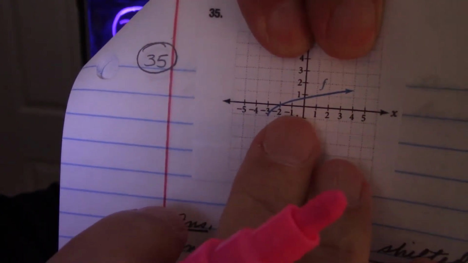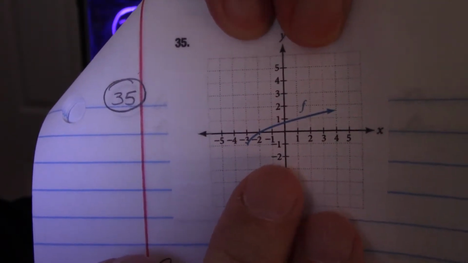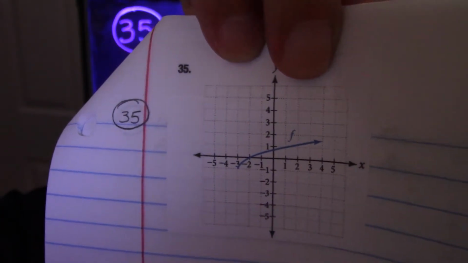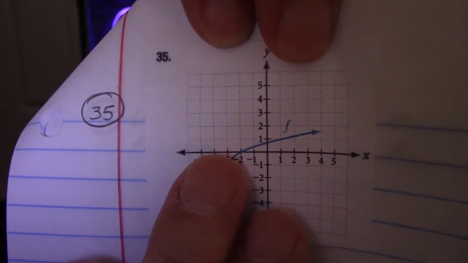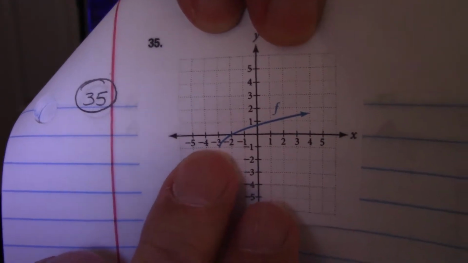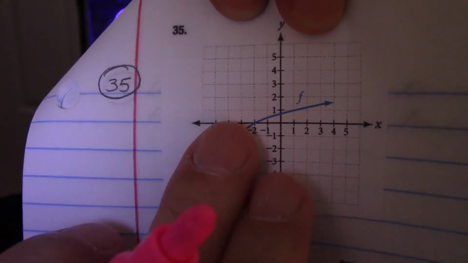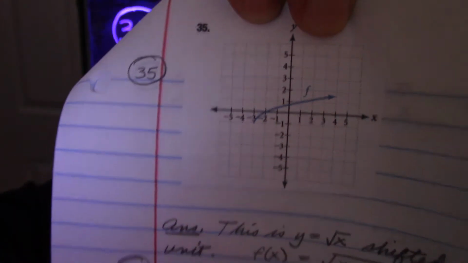Number 35. Take a look at the graph. That looks like the square root function, y equals square root of x. It's shifted to the left 3 units. Remember, it starts at 0, 0, so it's left 3 and down 1, as you can see. Take 0, 0, go left 3, down 1. And that's where the graph starts right there. So that'll tell you the formula.